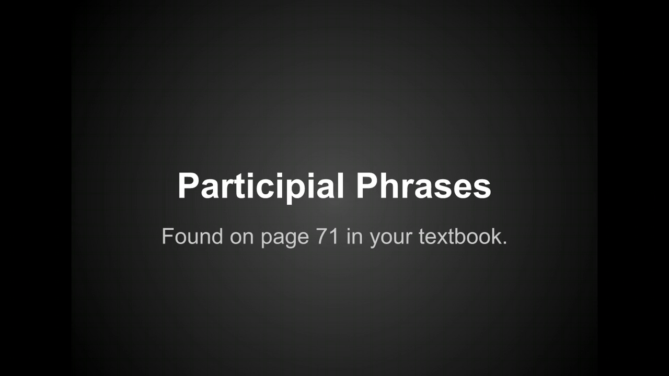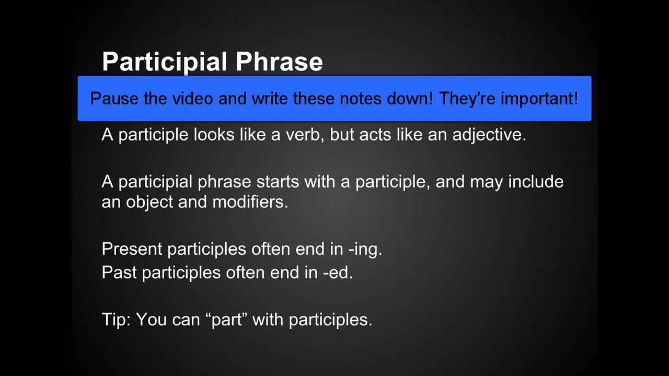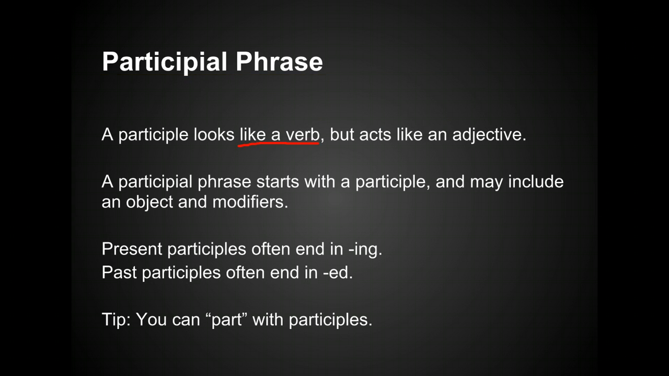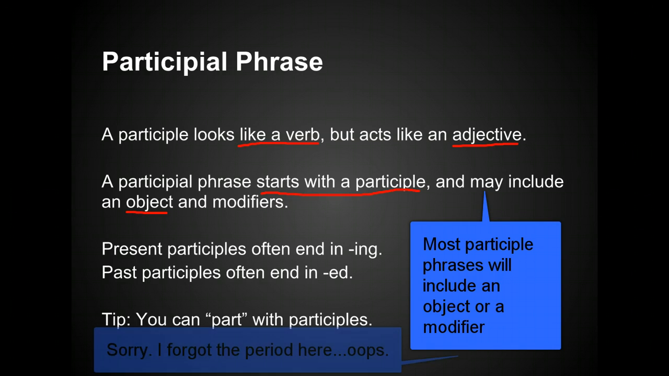Participle phrases also start in your textbook on page 71. Here we go. A participle phrase looks like a verb, but it acts like an adjective. Remember what adjectives do. Adjectives describe nouns and pronouns. A participle phrase starts with a participle, and sometimes it is only the participle, but it may include an object or a modifier.